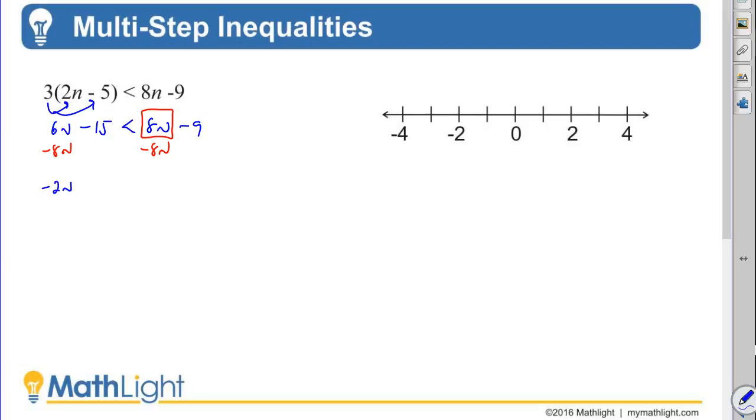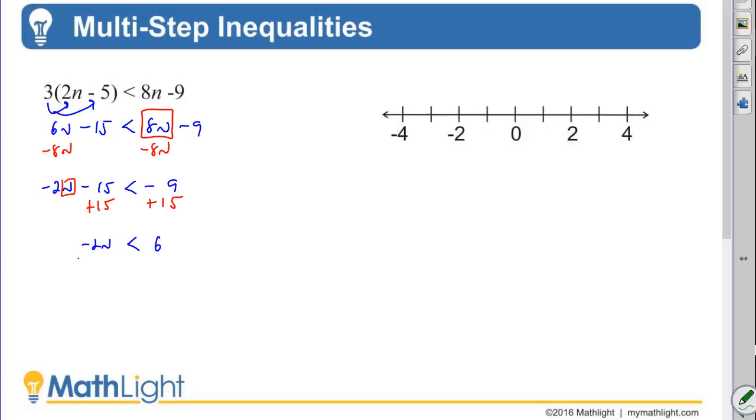So adding up like terms, I get negative 2n minus 15 less than negative 9. Now I'm ready to isolate my variable. So I'm going to move the negative 15 first by adding its opposite to both sides. And we end up with a negative 2n less than a 6.